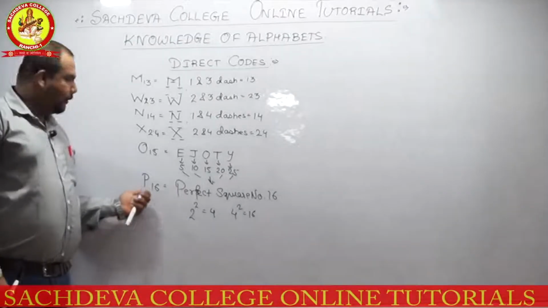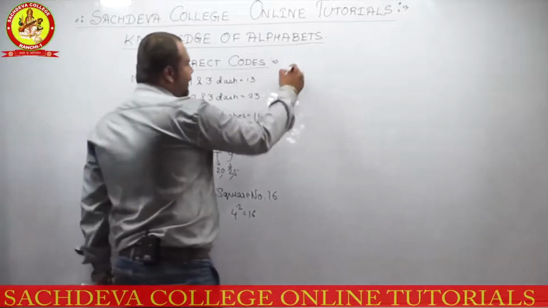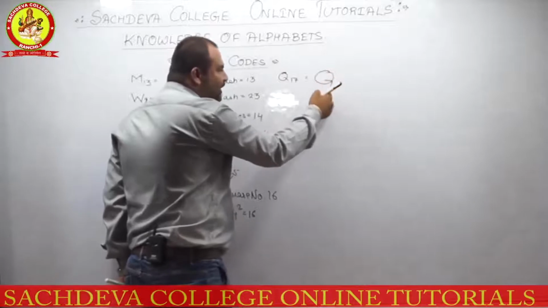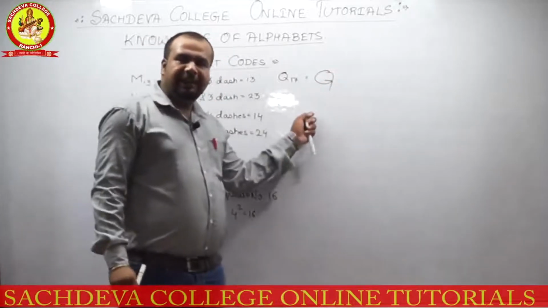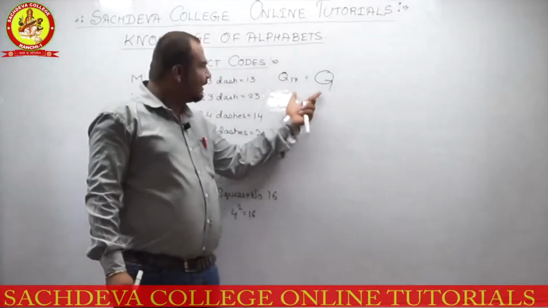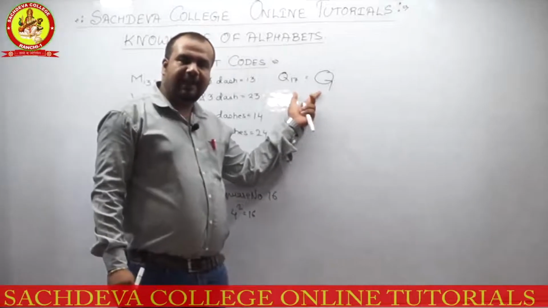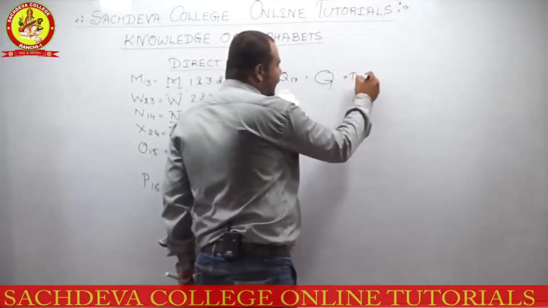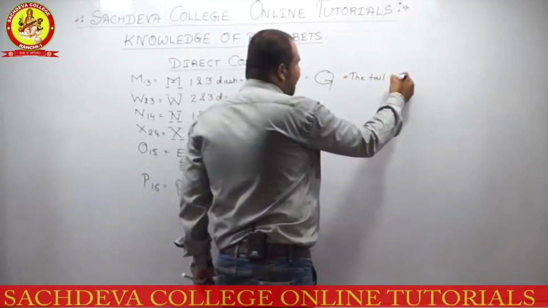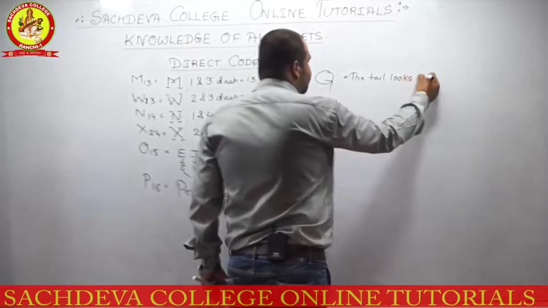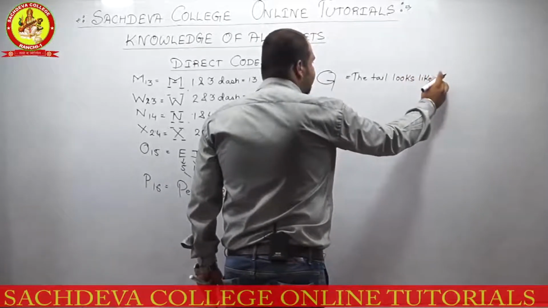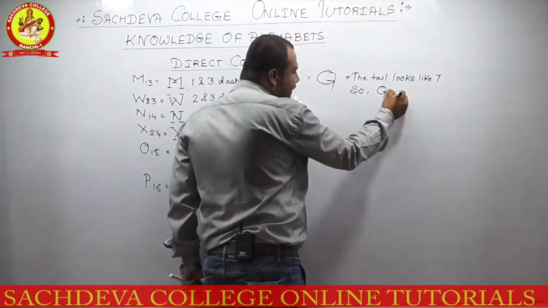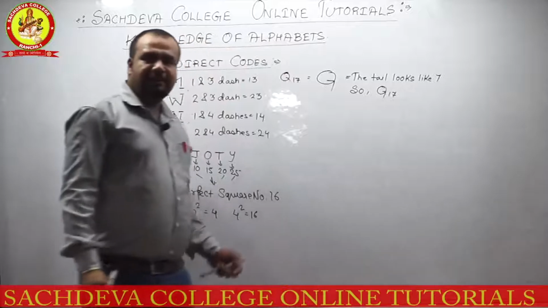After P we have Q, and the place value of Q is 17. So if we look at the tail of this Q, how does it look? The tail of the Q looks like 7. हम कह सकते हैं ना, Q का जो पूंछ है वो कैसा लग रहा है? 7 के जैसा. So the value of Q is equal to 17, because the tail looks like 7. So we can remember Q is 17. Yes or no? It is quite simple.